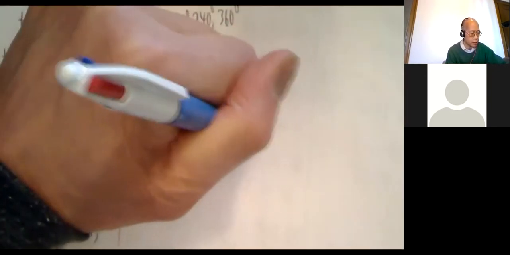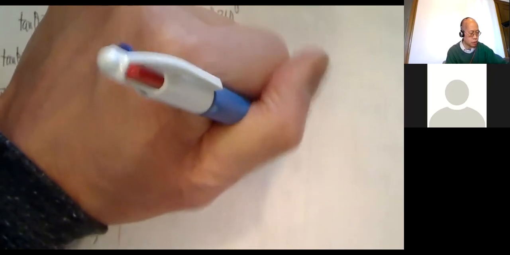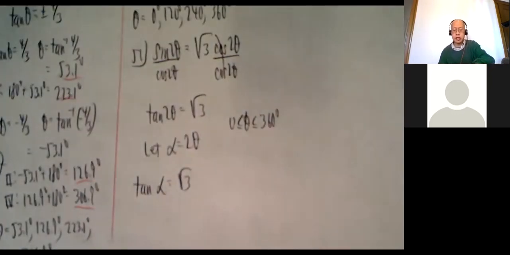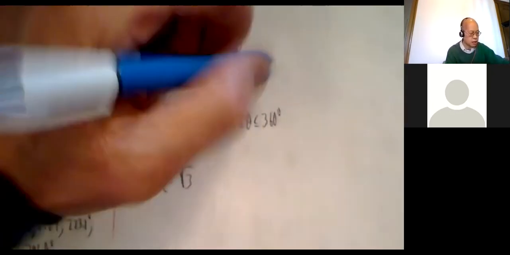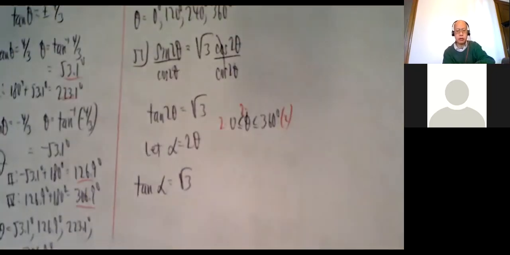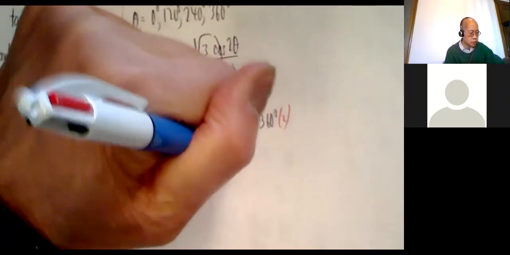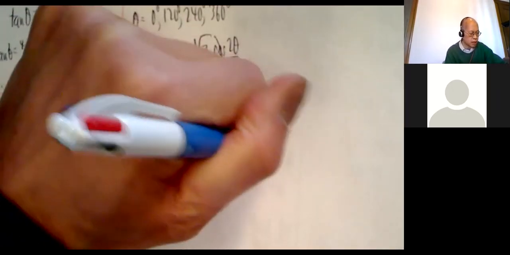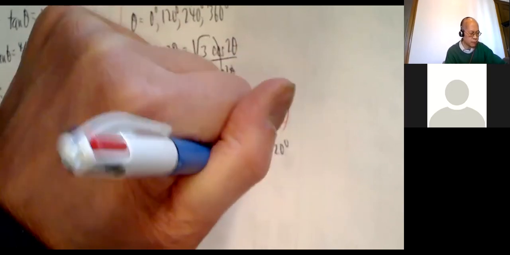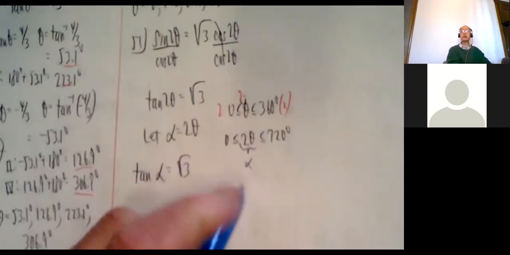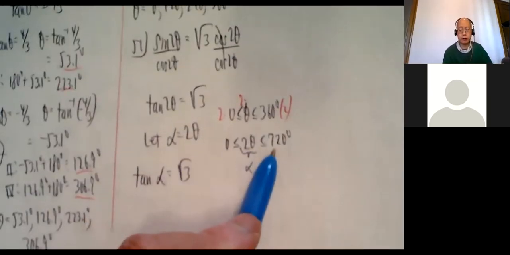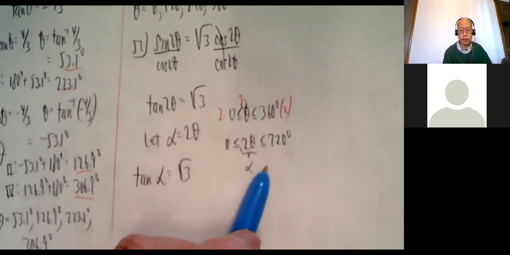If theta is between 0 and 360, multiplied by 2 this time because alpha is 2 theta. So times 2, times 2, times 2: 0 less than or equal to 2 theta less than or equal to 720. The reason why I do that is because 2 theta is alpha. So alpha is between 0 and 720 degrees. That's 2 revolutions, so twice the amount.